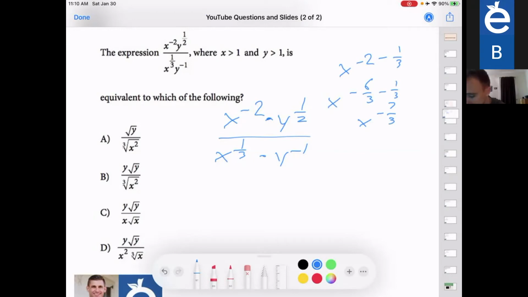Let's see what else we can do here. We have y to the 1/2 in my numerator, y to the negative 1 in my denominator. So once again, I'm going to do y to the 1/2 minus a negative 1, so I'm really adding 1 there. So I get y to the 3/2 now, and that should stick in my numerator. So if I rewrite this now simplified, I have x to the negative 7/3 times y to the 3/2.